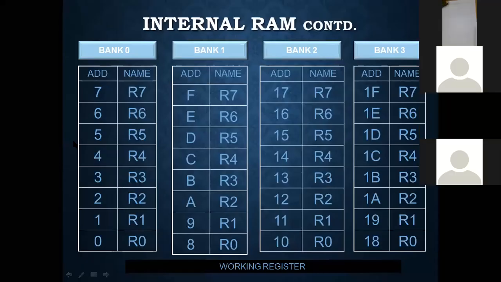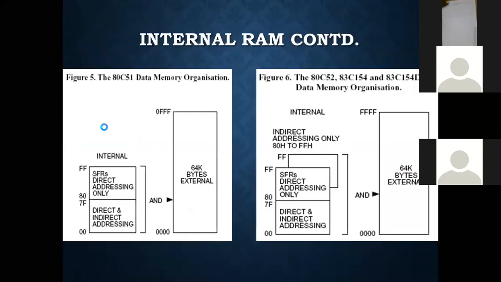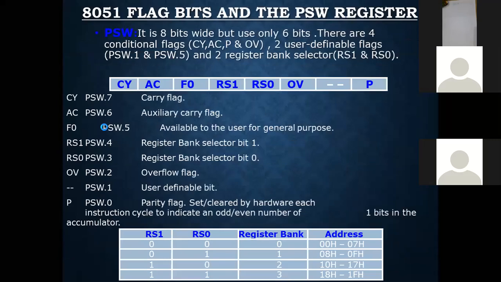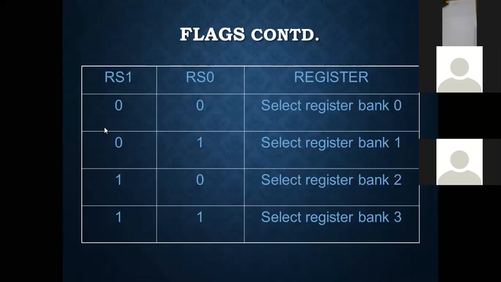So just yesterday, in the earlier class, we discussed that there are 4 register banks, right? Just going back, we'll go like this one, okay? So there are 4 register banks. Just look into my copy: bank 0, bank 1, bank 2 and bank 3.